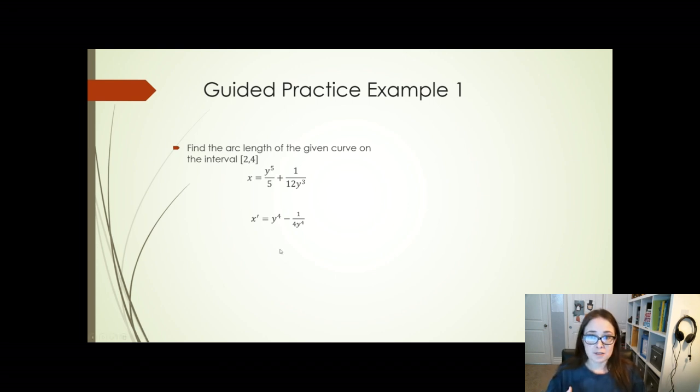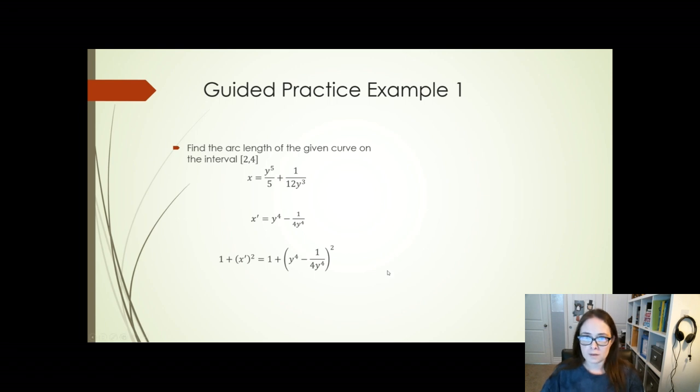Okay, so next step is to square this and add 1 to it. So it looks something like this to start. And there's a couple of different ways to proceed from here. One is you could distribute out the square here. So you do y to the 4th minus 1 over 4y to the 4th times y to the 4th minus 1 over 4y to the 4th. And that works great. It is going to require you to factor, though, a little bit more difficultly, but it does work out. Another option is to add these two fractions together.